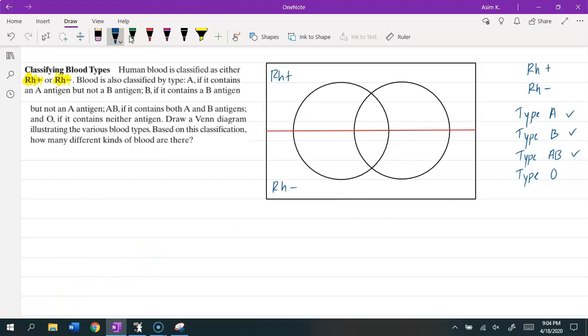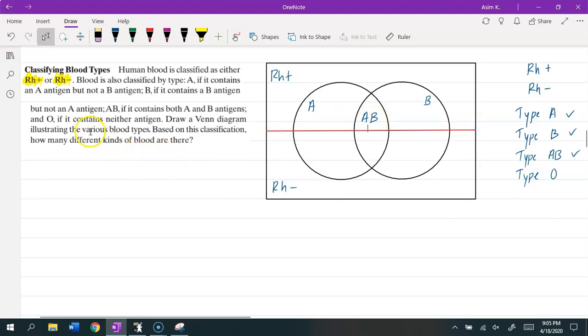I can put inside of one of these circles type A, and I can put inside of one of the other circles type B. And then what I can say is the middle of the two can be my type AB. Because they did say that AB was kind of the one that could contain both A and B antigens, right? So it could have A antigens and it could have B antigens. So there you go. It kind of takes the intersection of those two right there.